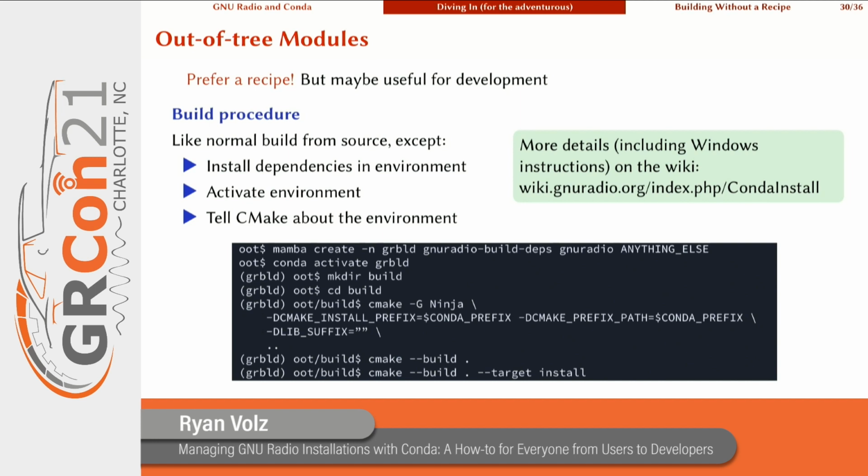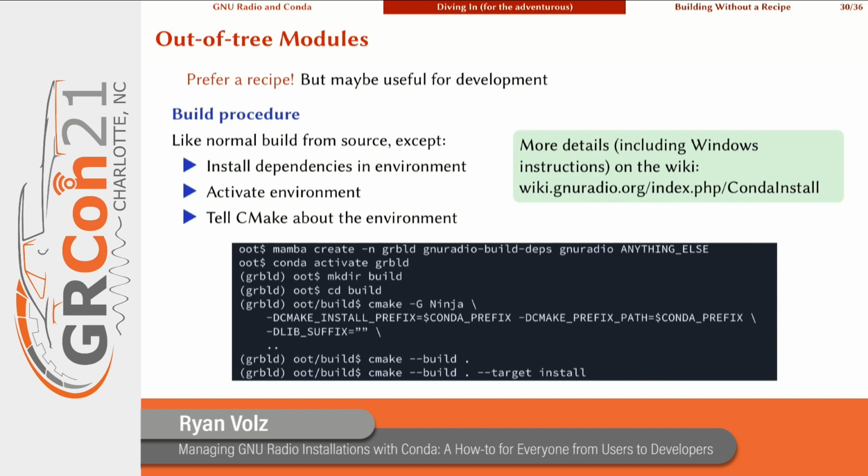So the general build procedure is just like a normal build from source, except that you want to install your dependencies into a conda environment. You want to activate that environment. And then when you build, you want to tell cmake about the environment. So for an out-of-tree module in particular, you want to start within the out-of-tree module source directory.